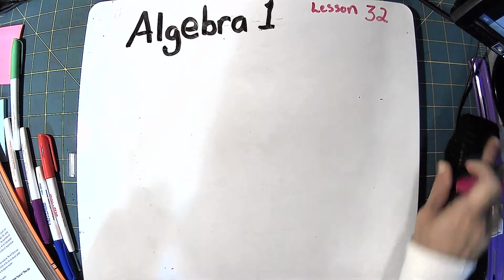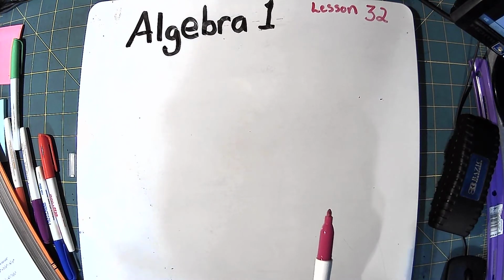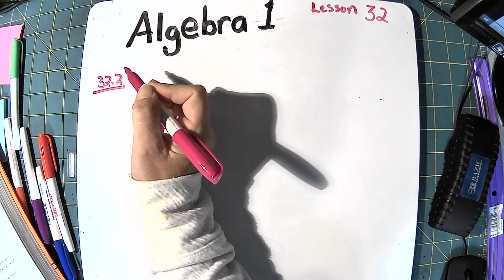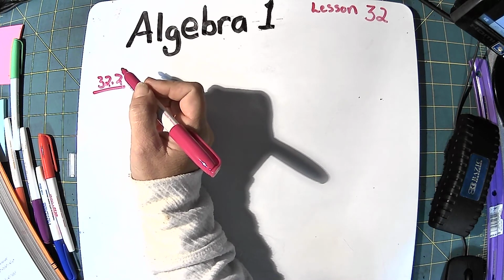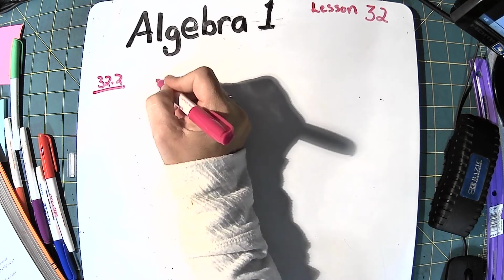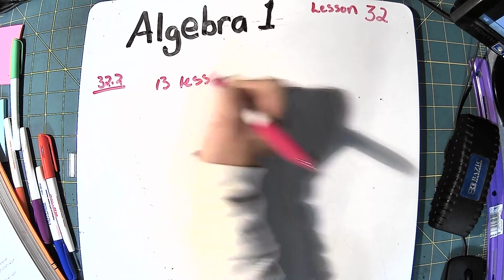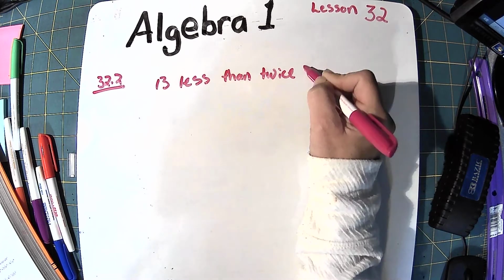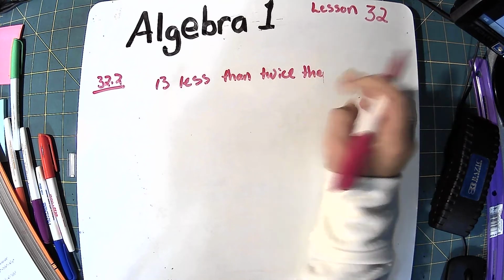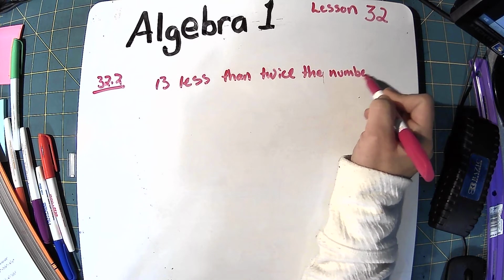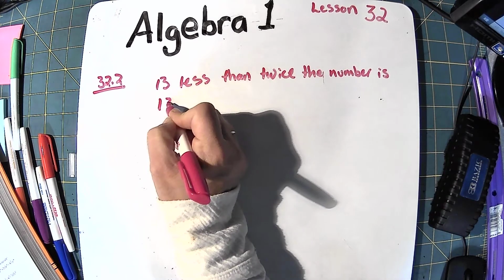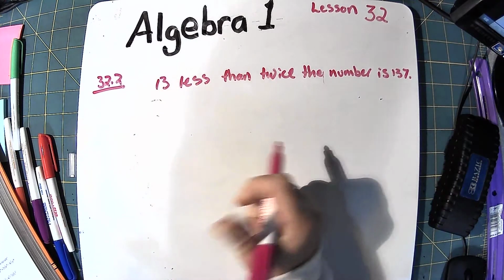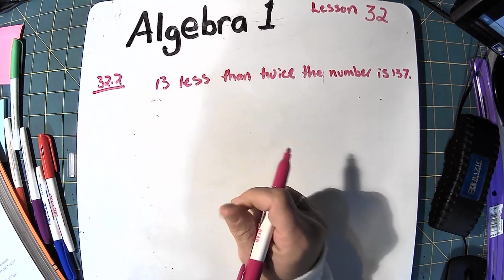All right, let's try another one. This is 32.2, and in your textbook, I'm on page 132. Find a number such that 13 less than twice the number is 137. So it's 13 less than twice the number is 137. Actually, I can fit that over here. Okay. 13 less than twice the number is 137.